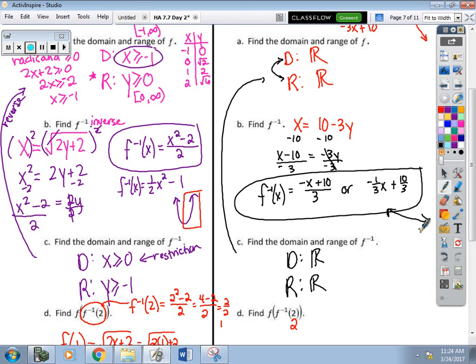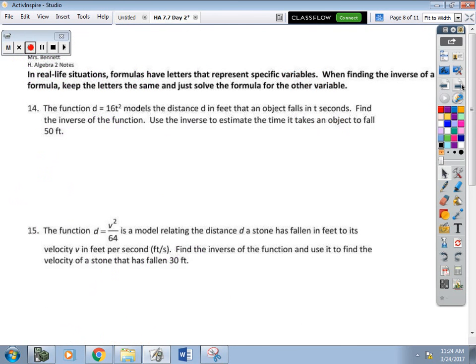Okay, let's get to one of the word problems on the back. They're very simple, so it shouldn't be really difficult. When you're doing the word problems, instead of actually switching the letters though, like the y and x, you're going to keep the letters the same, but you're just going to solve the formula for the other variable using inverse operations, which we've done a ton of times.